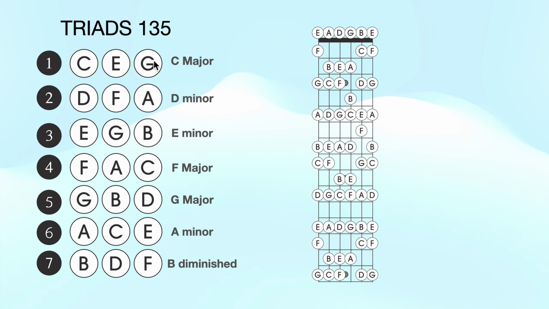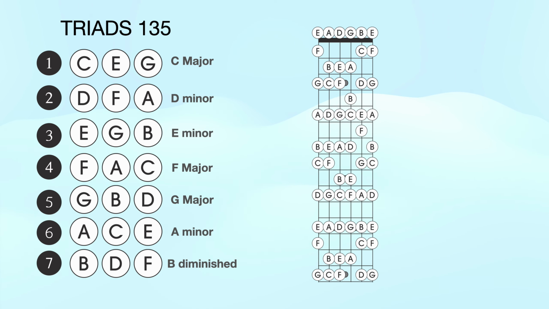C in the key of C, C is major, D is minor, E is minor, F, G are major, A is minor, B is diminished. Over here I have numbers. A lot of musicians will number the chords 1 through 7 where it applies to pretty much any key. In this case, because we're looking at note names, I'm using the key of C.